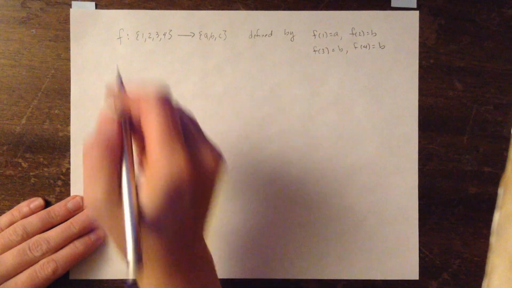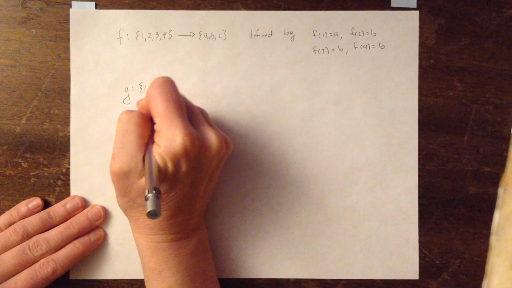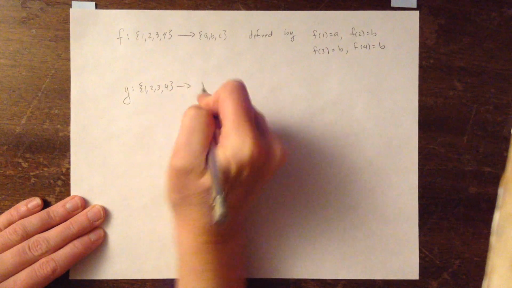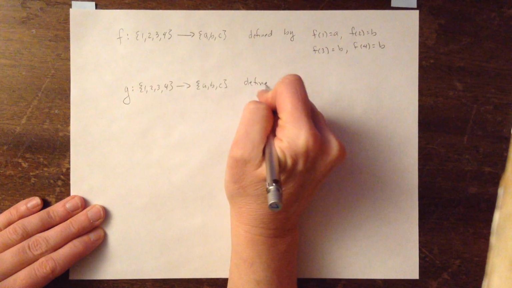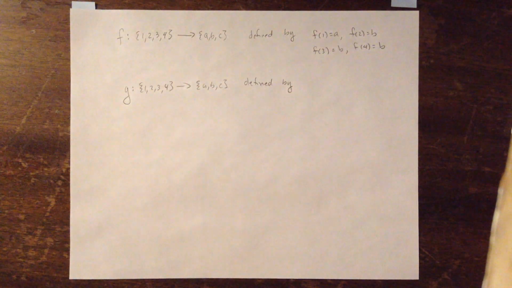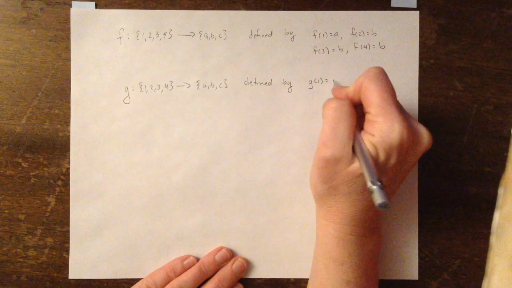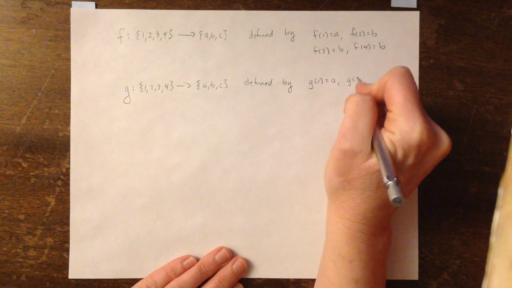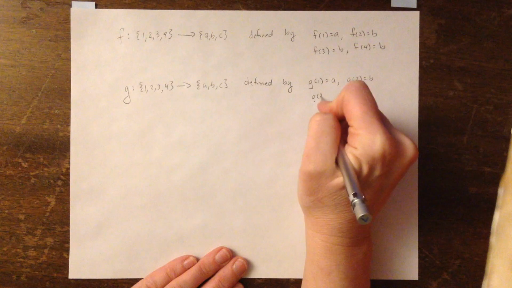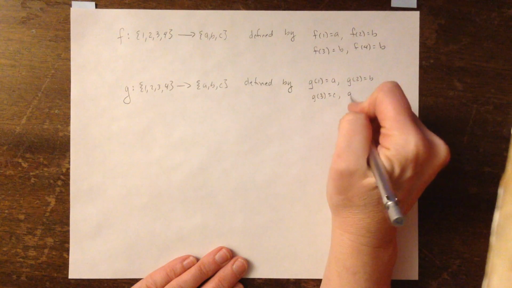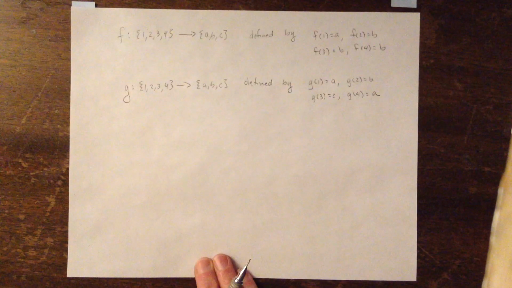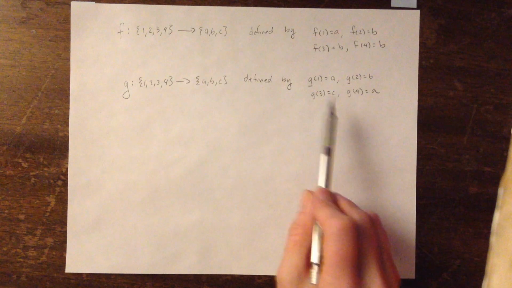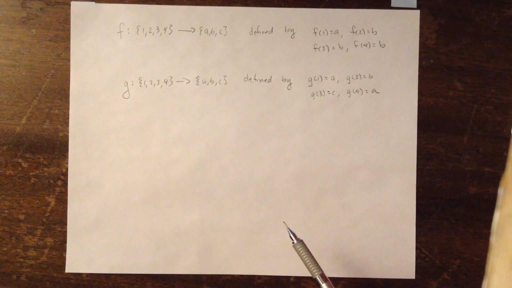So let me define another function. I'll call it G. Same domain, same codomain, defined by G of 1 equals A, G of 2 equals B, G of 3 equals C, and G of 4 equals, let's do A again. Okay, so this is also a function, and we know it's a function again because everything in the domain got sent to one and only one place in the codomain.